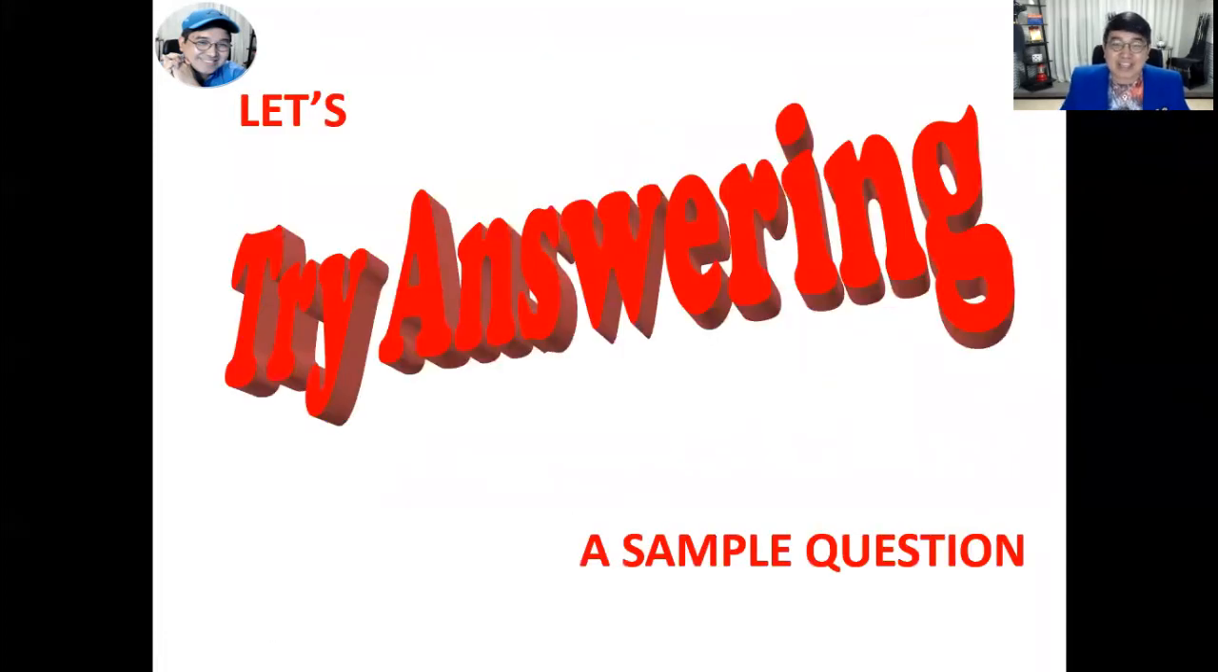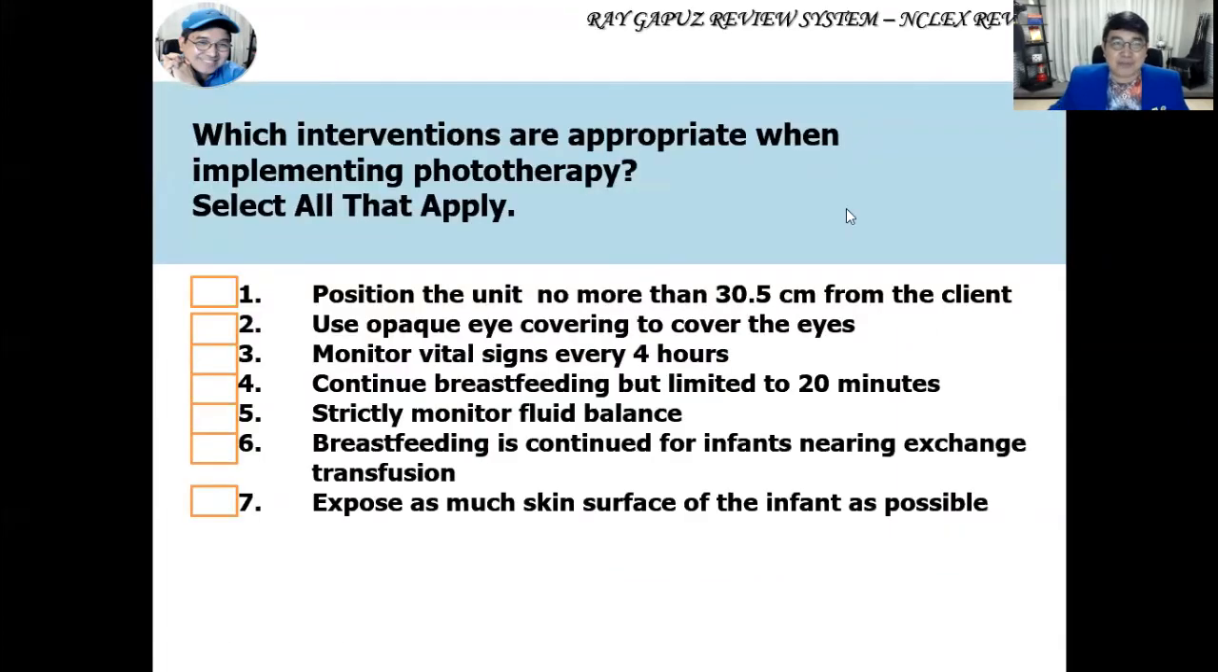Now let's try answering a sample question related to the use of phototherapy. Here we go. Which interventions are appropriate when implementing phototherapy? Position the unit no more than 30.5 centimeters from the client. Yes, it could actually be positioned between 15 to 30.5 centimeters. So we put a check.